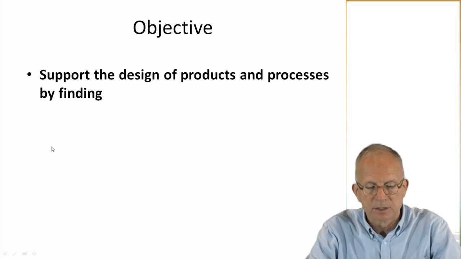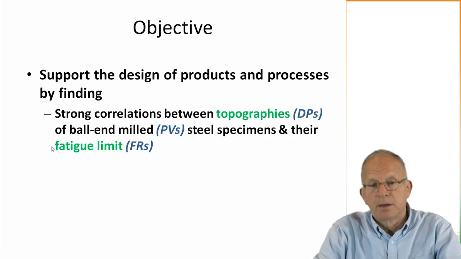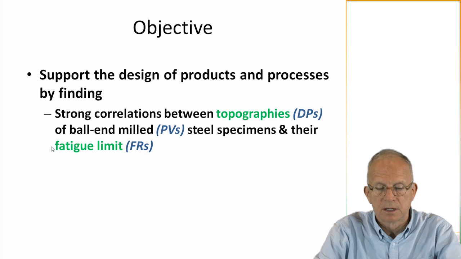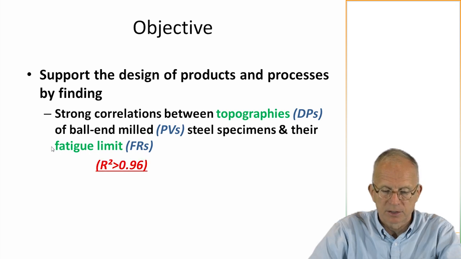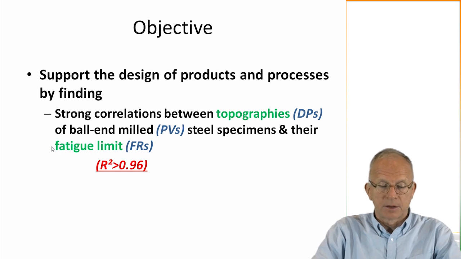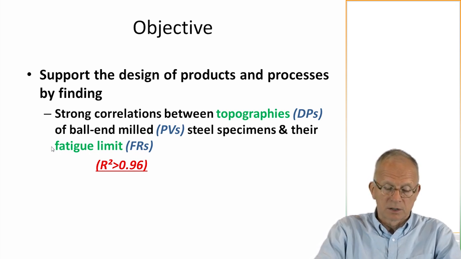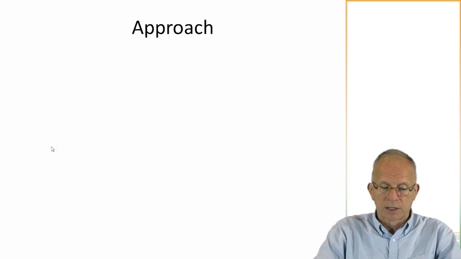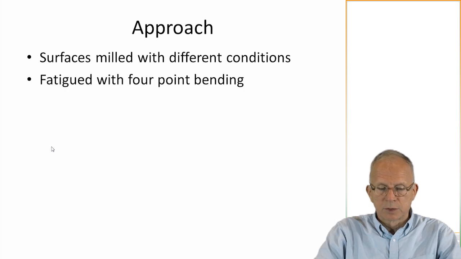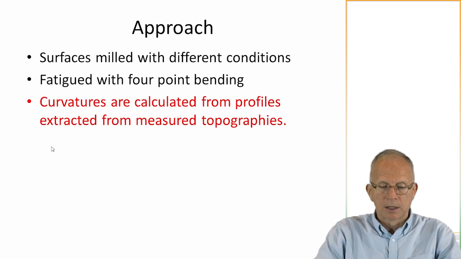So the objective is to support product and process design by finding strong correlations between topographies, which are DPs in product development, and ball-end mills, which are PVs, and steel specimens, and their fatigue limits, which could be an FR. So let's see if we can find the relationships. Actually, in this work, I'd like to point out we did a remarkable job in finding a very strong R-squared correlation coefficient of 0.96. So our approach is to mill surfaces with different conditions and do fatigue in 4-point bending.